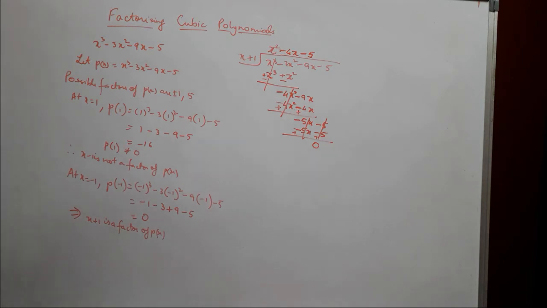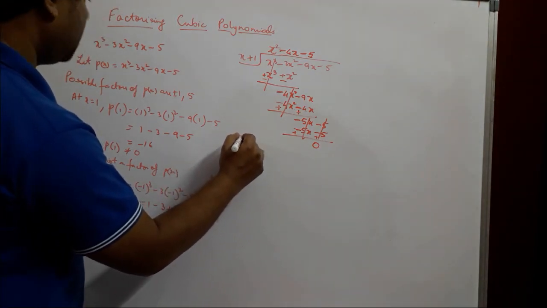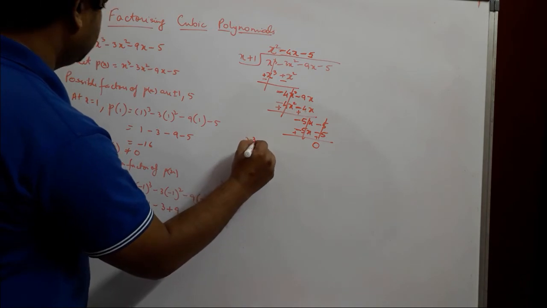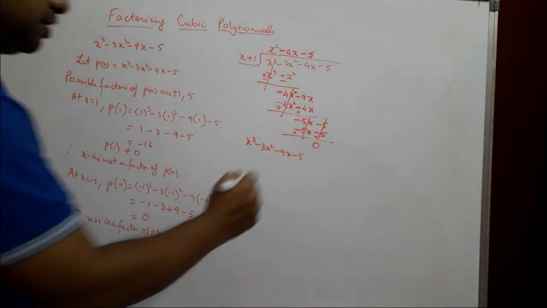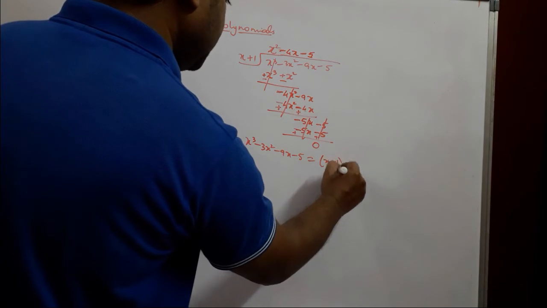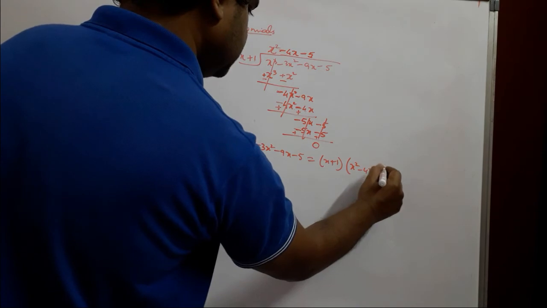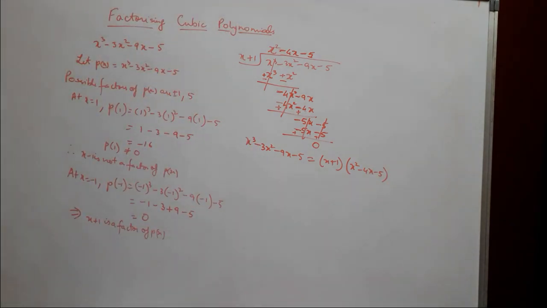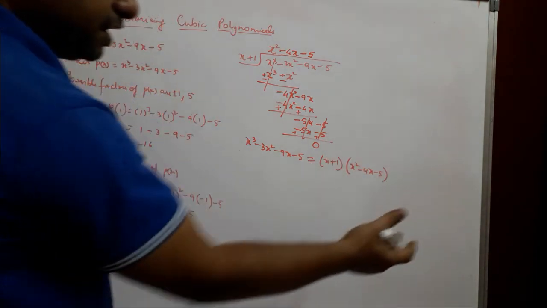When the remainder is 0, we can say that this is a factor. So now we can put that our p of x, which is x cube minus 3x square minus 9x minus 5, is equal to x plus 1, because that was the first factor we found, and the other factor being x square minus 4x minus 5. Okay. Now that's not the end. We still need to get factors in the form x plus something else.